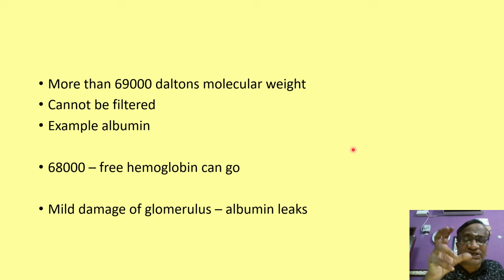More than 69,000 Daltons molecular weight cannot be filtered. That is about albumin. But free hemoglobin at 68,000 goes through. So with mild damage to the glomerulus, albumin leaks. If the albumin is more in the Bowman's capsule, what happens? The oncotic pressure rises. It sucks in fluids. It sucks in so many things. So that is the problem. The glomerulus leaks, albumin comes down, and this further worsens the normal physiological glomerular filtration.